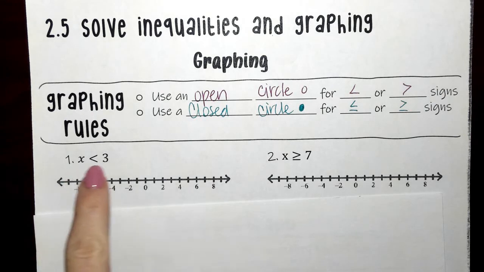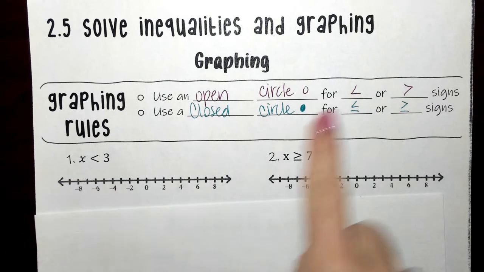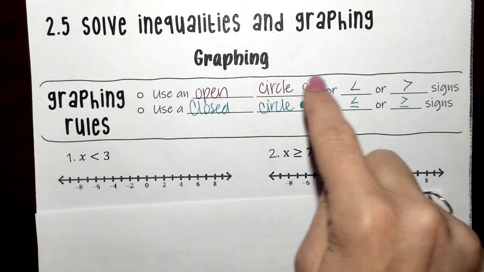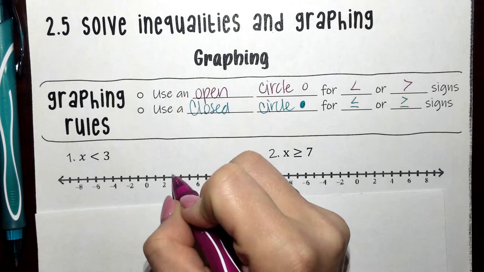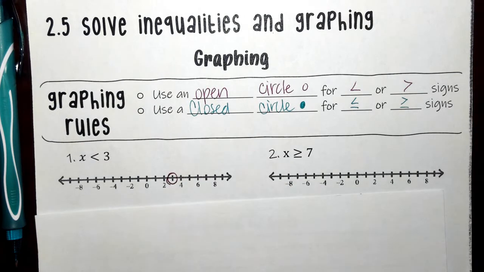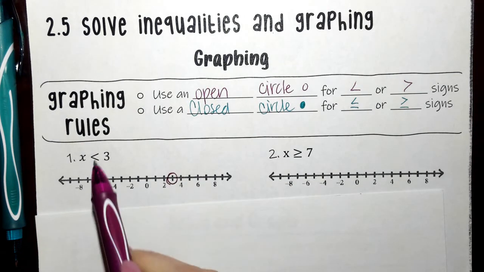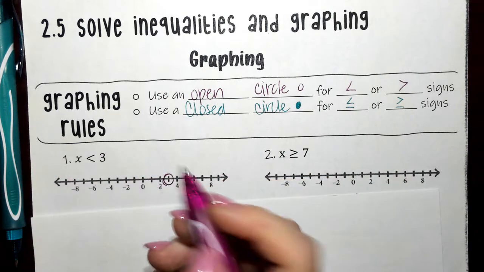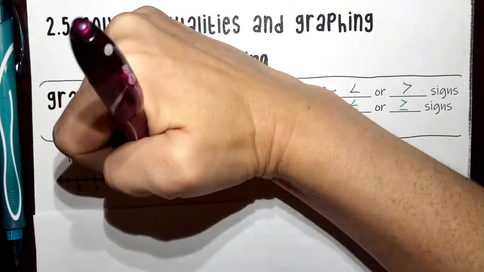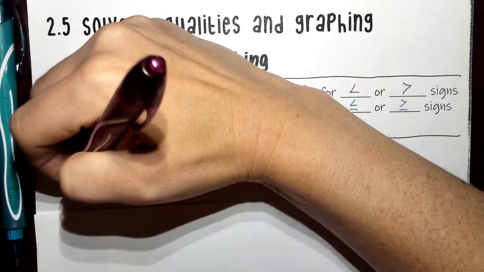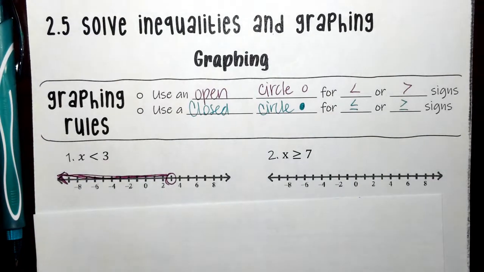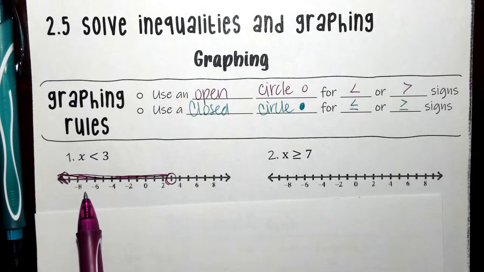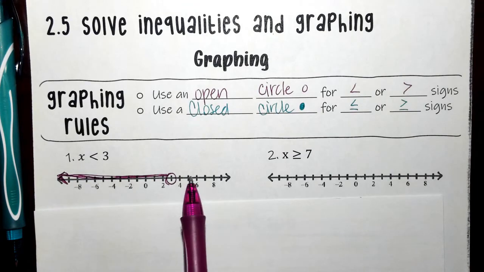So we've got x is less than 3. We have the less than sign, so we're going to use an open circle at 3. Here's 3, open circle at 3. And this is pointing to the left, so we're going to go to the left. So our x could be any of these numbers, could be -4. It could not be any of these numbers.